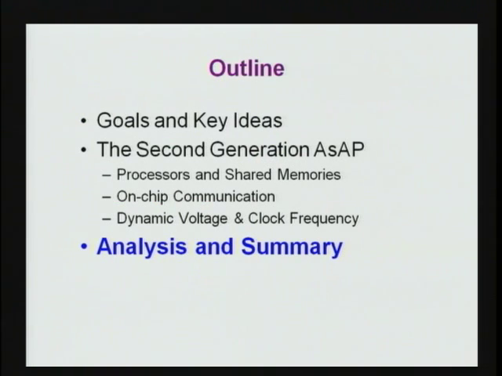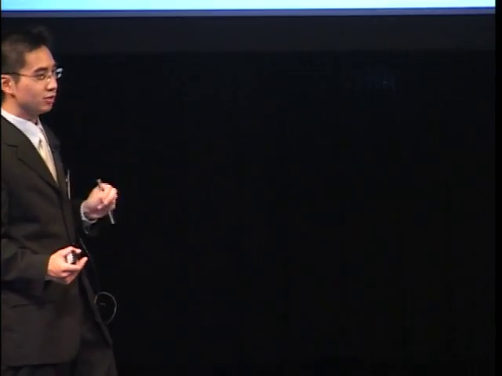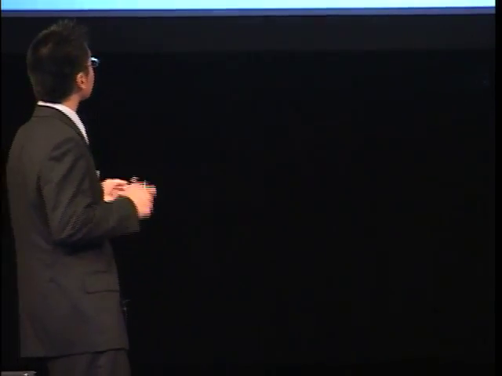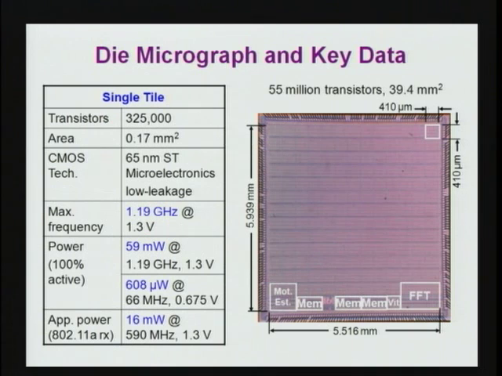So I'll end the talk by giving an analysis and summary of our chip and show you two examples of real-world applications that we have implemented. Our chip contains the 164 programmable processors, as well as the FFT, Viterbi, motion estimation, and three 16-kilobyte shared memories I've discussed before, on a nearly 40-millimeter-squared die area. It consumes about 55 million transistors on a 65-nanometer ST Microelectronics low-leakage CMOS process.